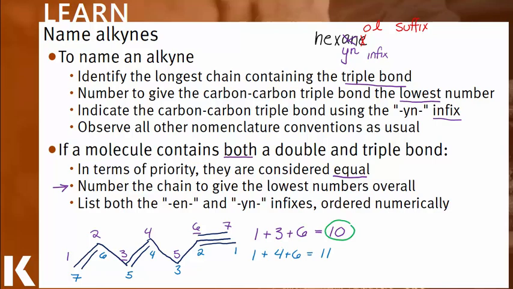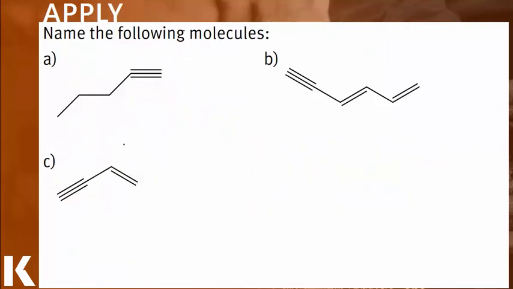So let's tackle some examples. Let's name some molecules, and let's start with example A. Now, example A has a triple bond, and notice that it's located at the very end of this molecule. This is what we would term a terminal alkyne, since our triple bond's at the very end. Now we have to number it such that the triple bond gets the lowest possible number, so we'll number this from right to left.